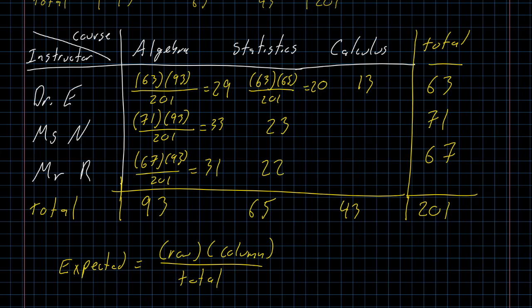71 times 43 divided by 201 is 15 students taking Ms. N for calculus, and 67 times 43 divided by 201 is an expectation of about 14 students taking Mr. R for calculus.